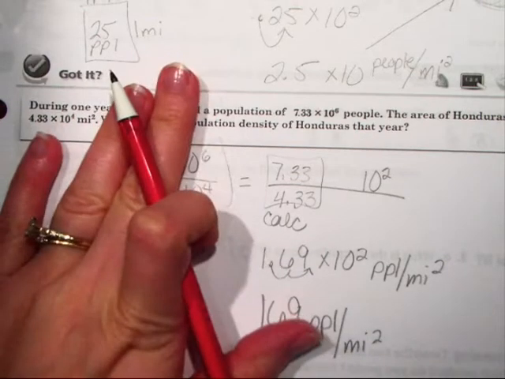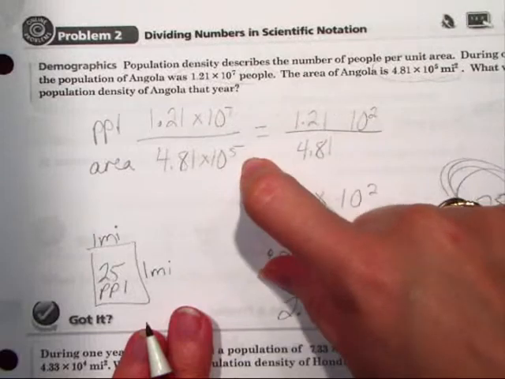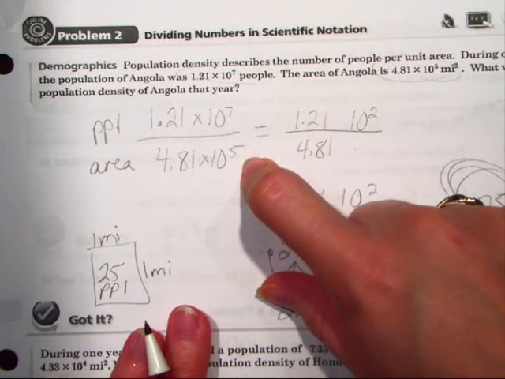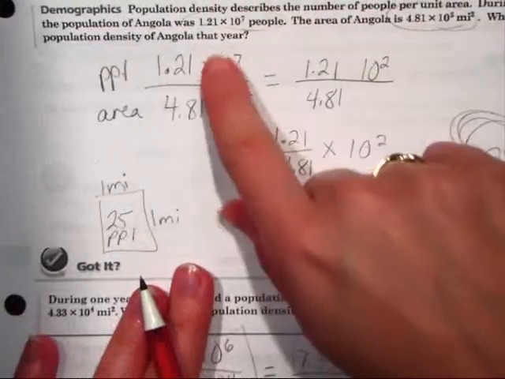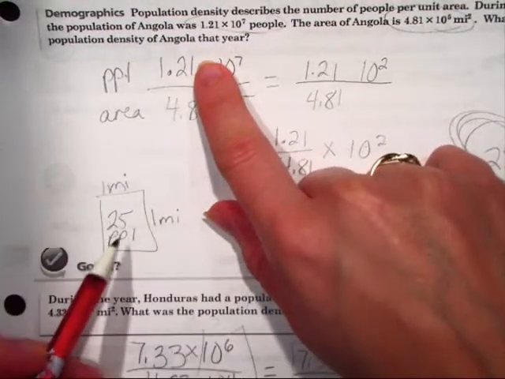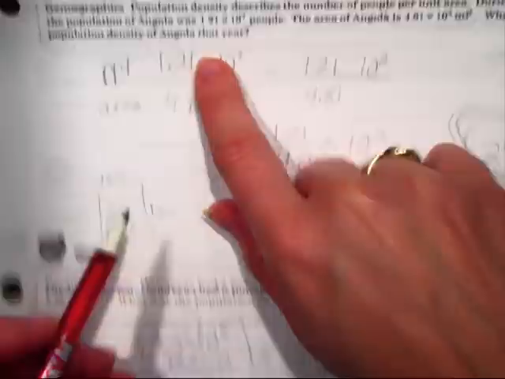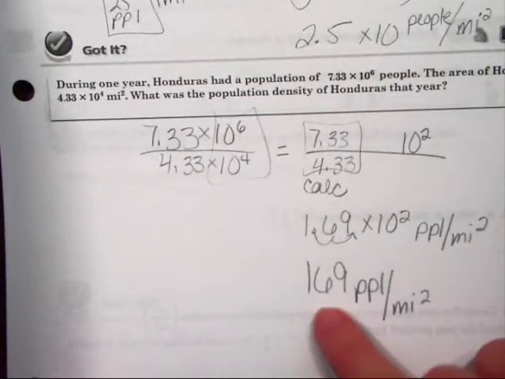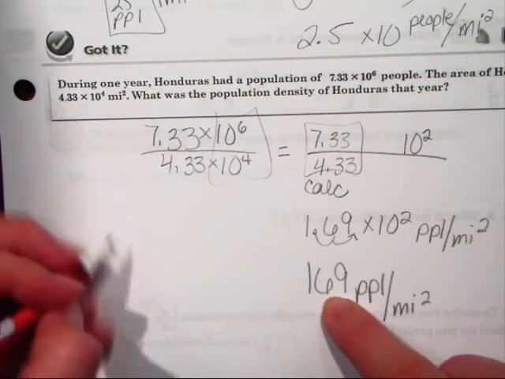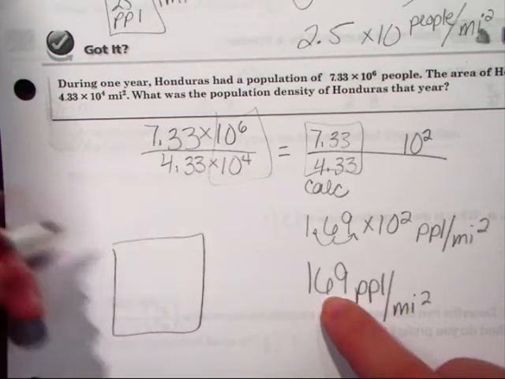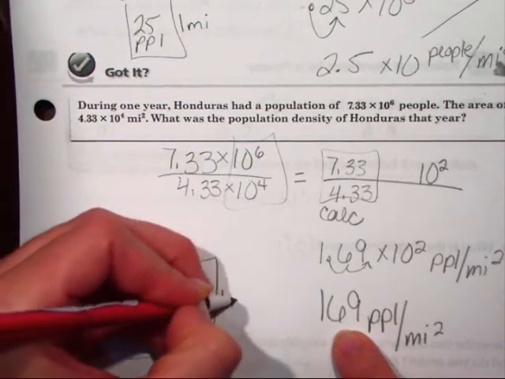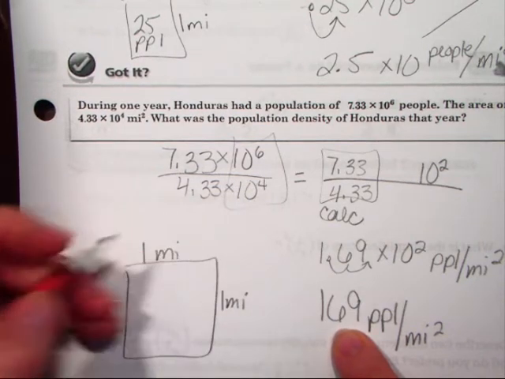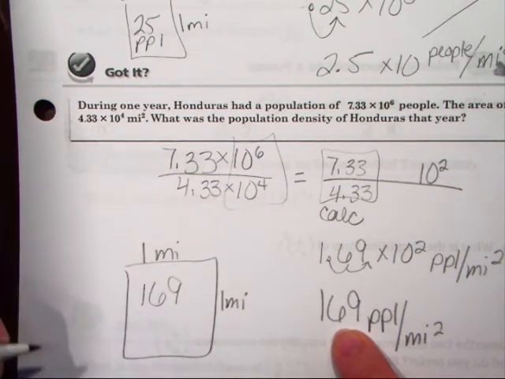So, Angola, up here, Angola, my husband says it's Angola. Alright, whatever. Angola, up here, only has 25 people per square mile. Look at Honduras. Honduras has 169. Is that more people? Yeah, by a lot, right? So here's 1 mile on a map. If you were to list all the people in that square mile, there would be 169 people.